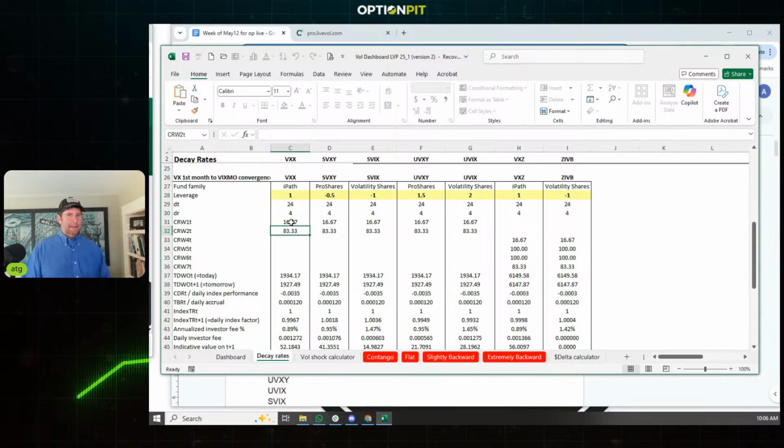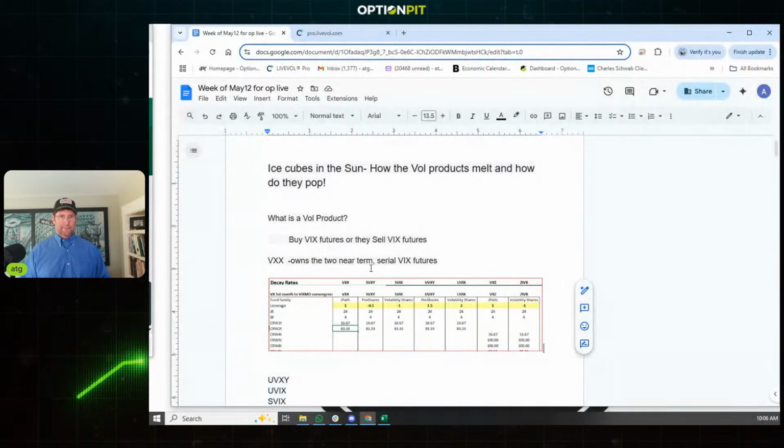And every day they sell a little of the May and they buy the June. They essentially put on a spread. All the people that are running the VXX products, I think that's still at Barclays, they just roll it every day. Roll a little bit. So by expiration next week on Wednesday, VXX will be 100% June.